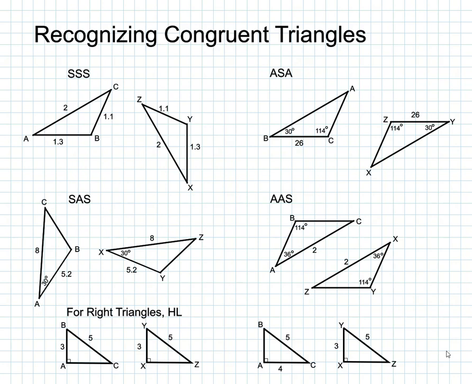Next, we have angle angle side, which states that if you have 2 triangles who have 2 corresponding angles equal to each other, and then a corresponding side equal to each other, then we have congruent triangles. So in the figure, we have ABC is congruent to XYZ. The corresponding angles B and Y are both 114 degrees. The corresponding angles X and A are both 36 degrees, and then the corresponding side AC and ZX are both 2. Therefore, those 2 triangles are congruent.